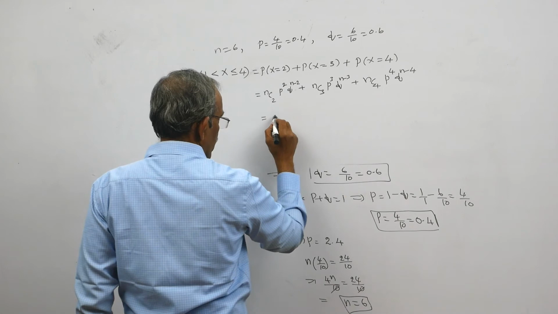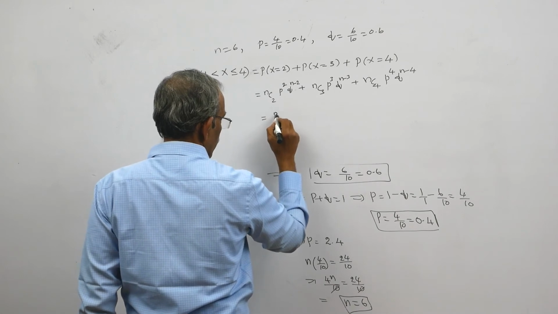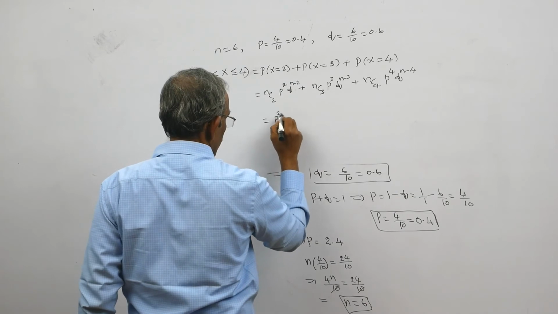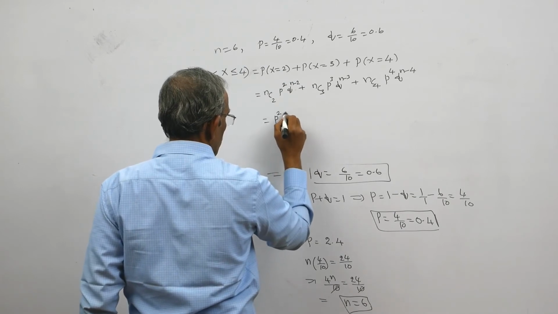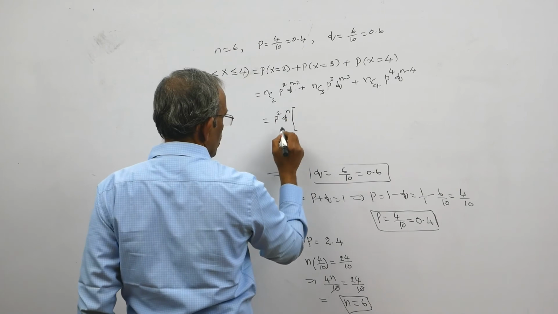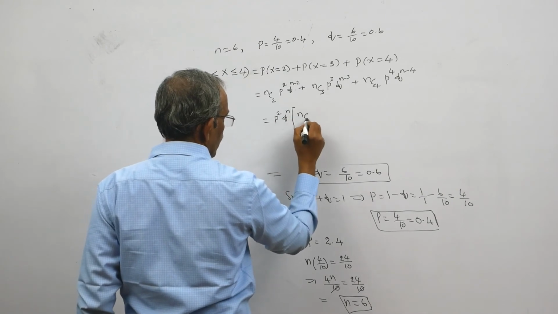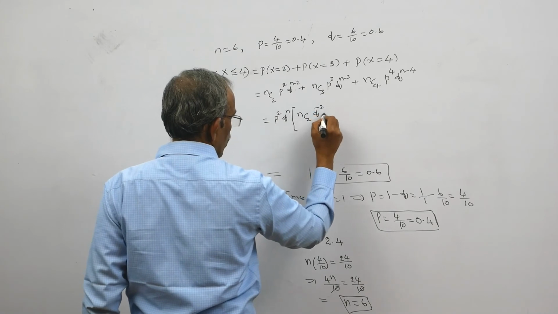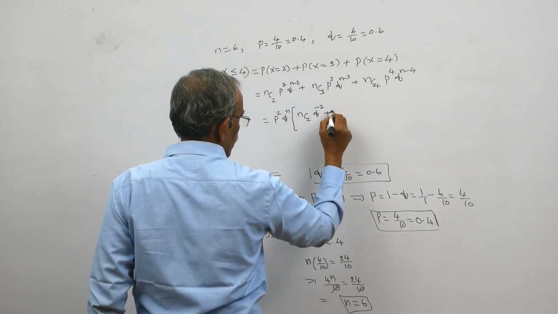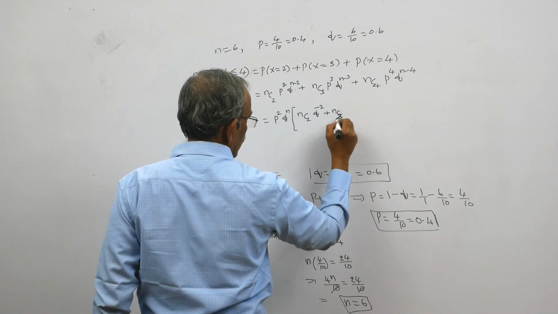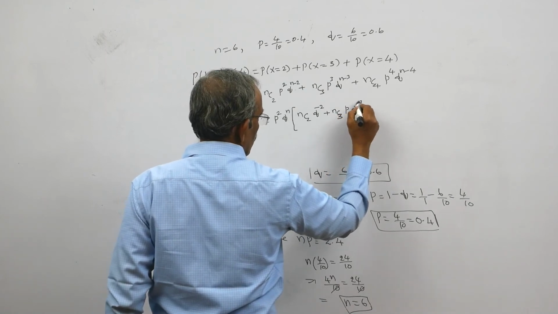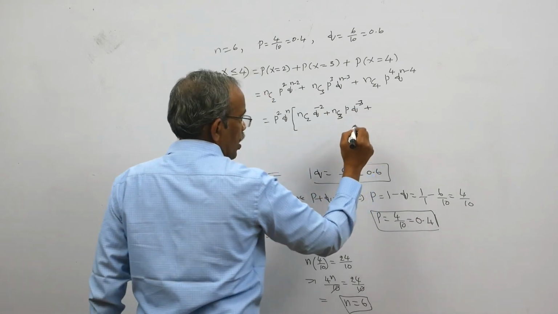Here p square and q to the power of n. Let's take p square q power n common. Then we get nc2 q to the power of minus 2, nc3 p into q to the power of minus 3, nc4.